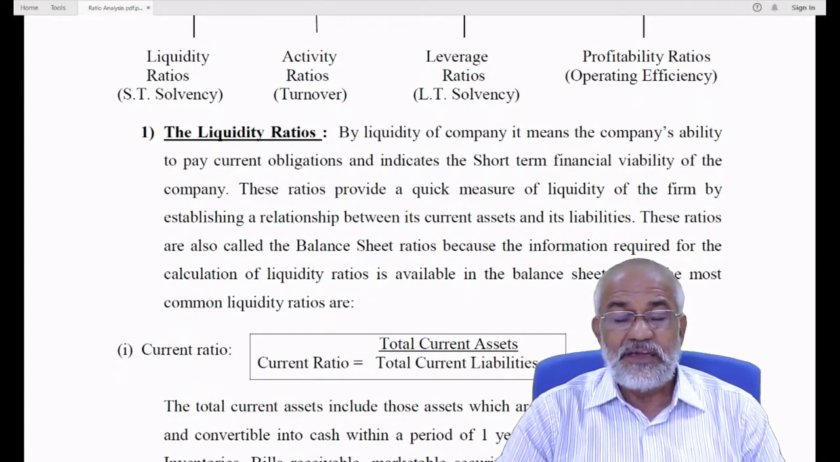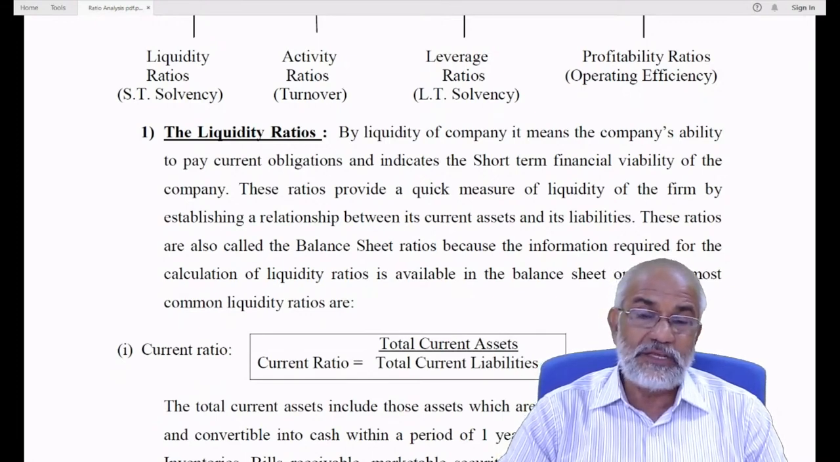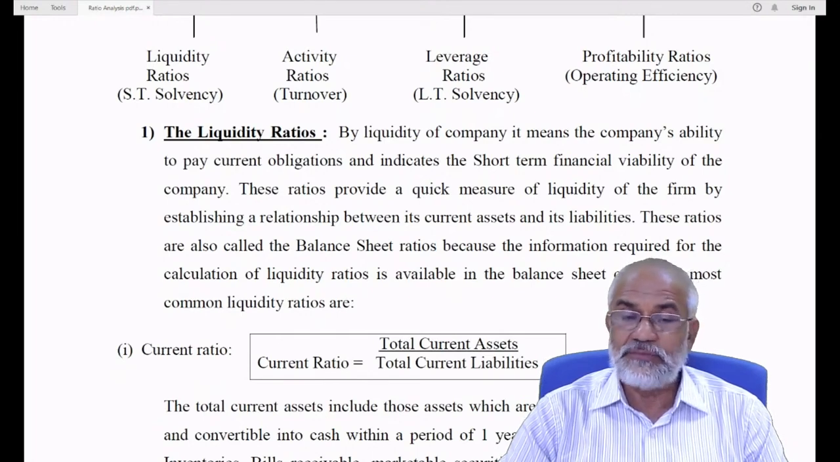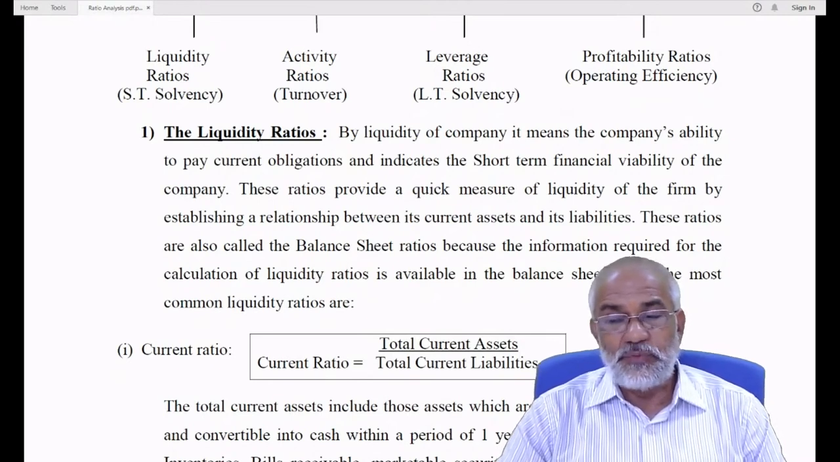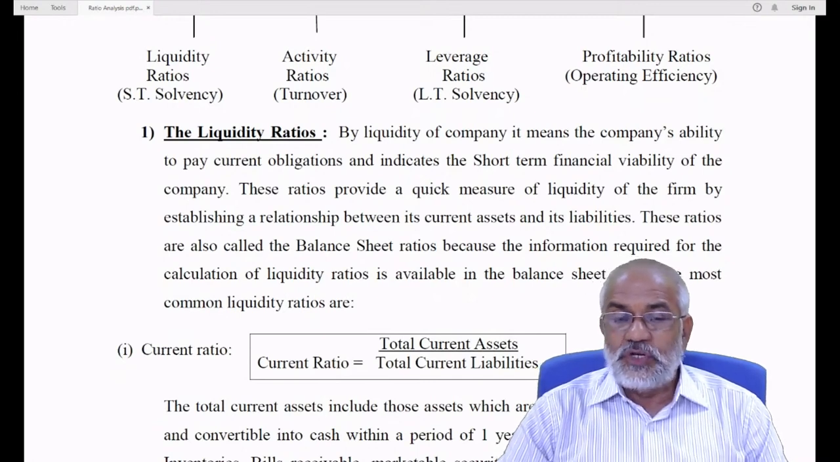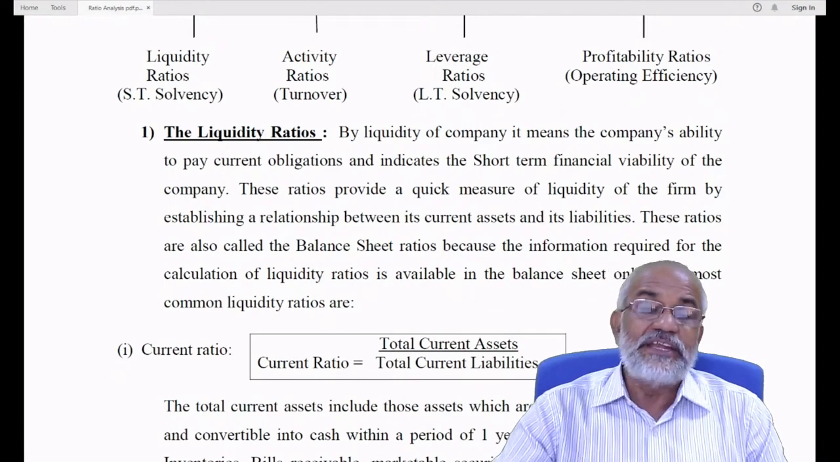Current liabilities are those short-term liabilities which are to be paid or liquidated within one financial year. What are the examples of current liabilities? It may be sundry creditors, bills payable, short-term loans, bank overdraft, provisions, outstanding expenses, etc. So total current assets divided by current liabilities is the current ratio.